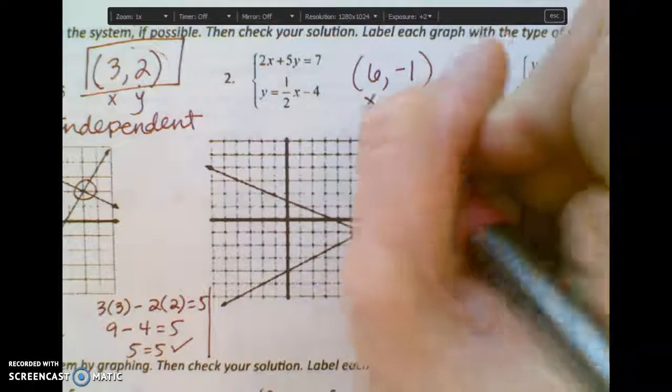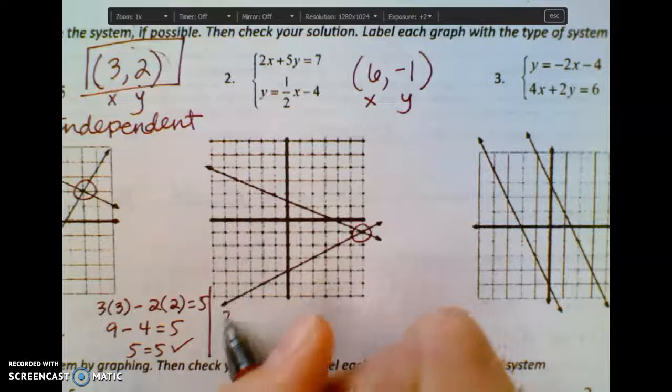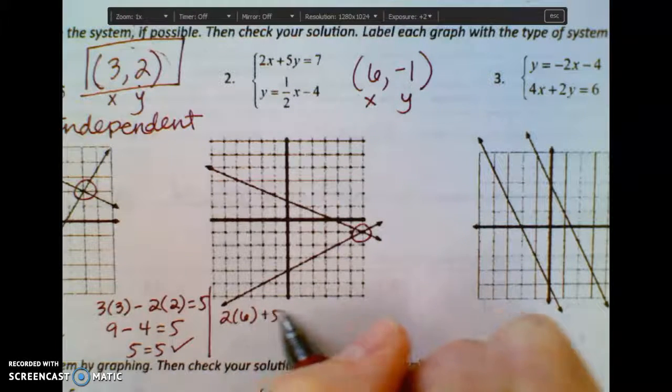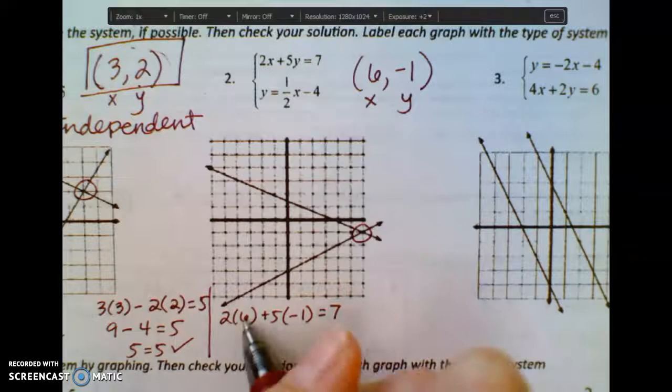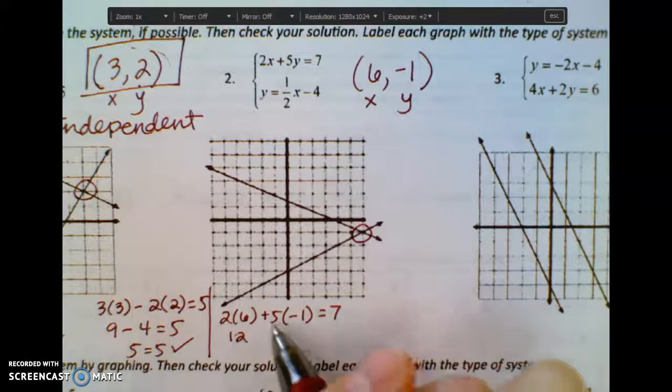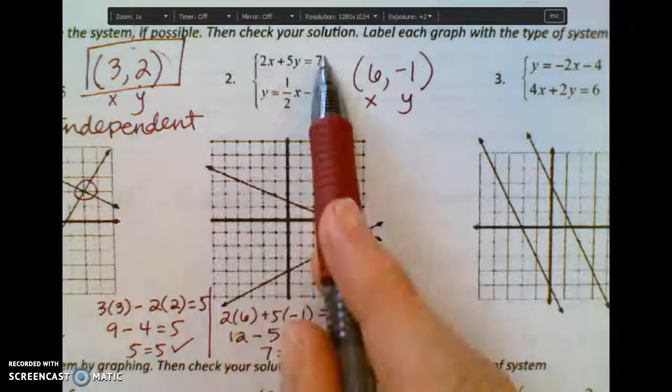So I'm going to take my x and my y values and plug them in for x and for y. So 2 times 6 plus 5 times -1 equals 7. Well, 2 times 6 gives me 12. 5 times -1 gives me a -5. 12 minus 5 is 7. Does 7 equal 7? Yes. So it does satisfy our first equation.